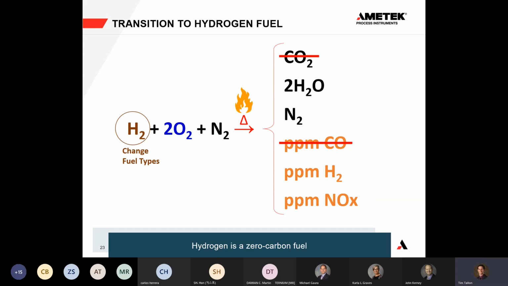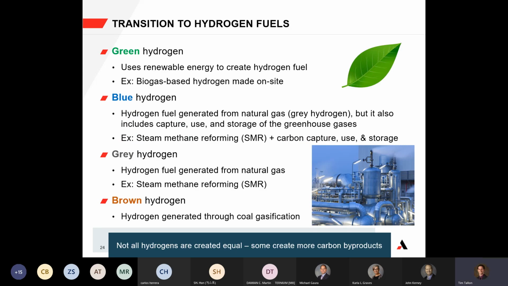But I will say that not all hydrogen is created equal. As you transition to hydrogen fuels, there are different types of hydrogen terminologies out there. Green hydrogen is hydrogen produced from renewable energy. That could be a biogas-based hydrogen made on site, or different types of renewable energy that generates hydrogen on site.